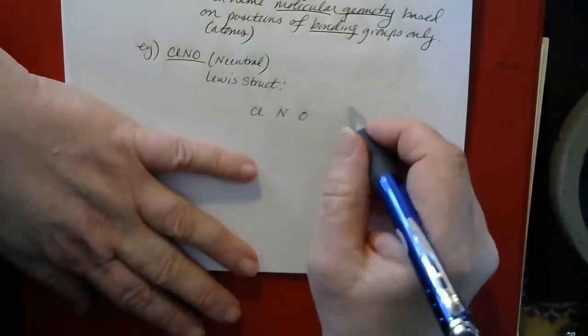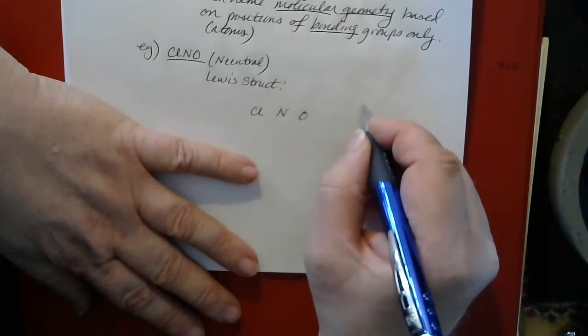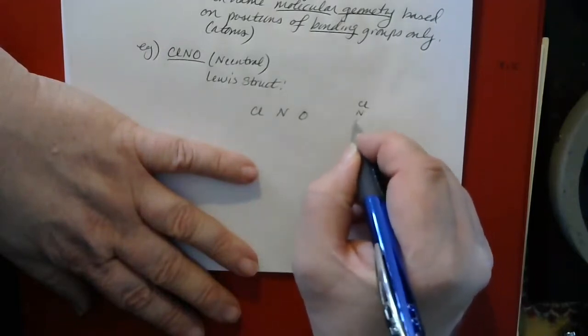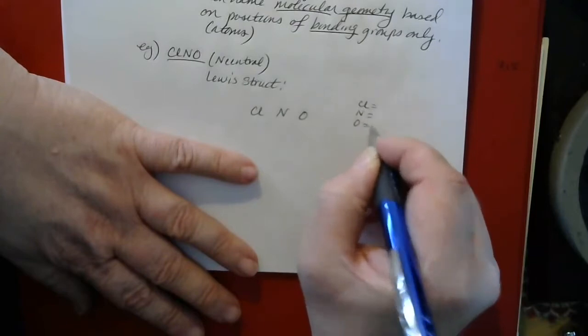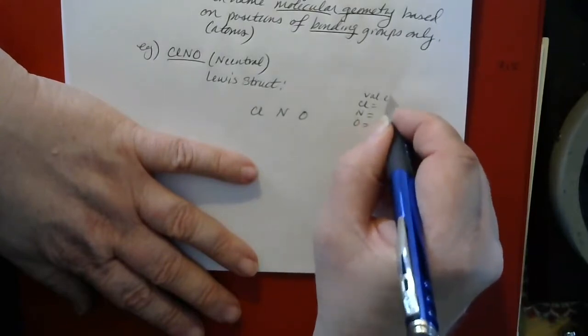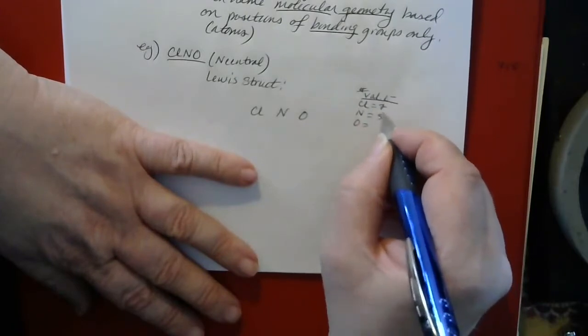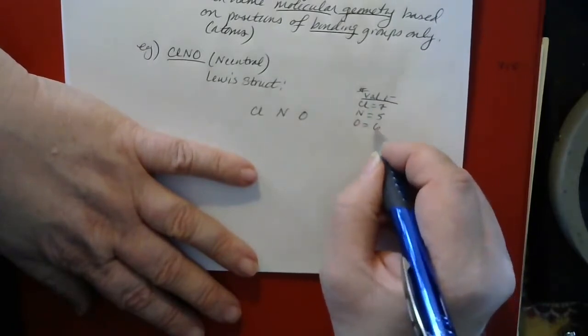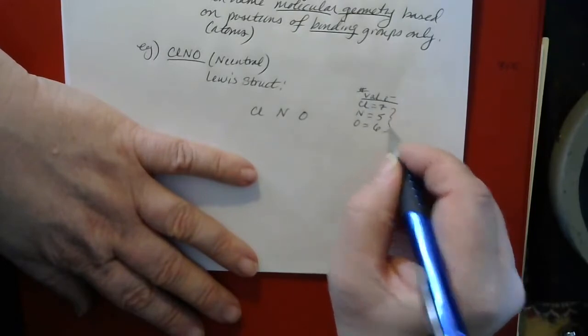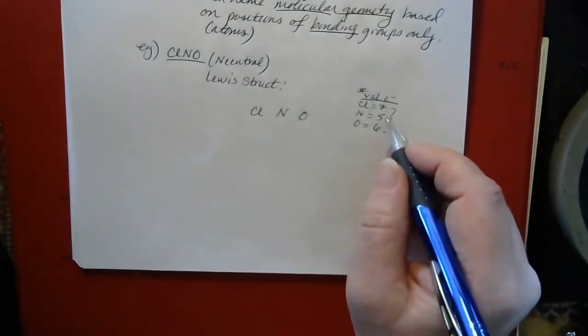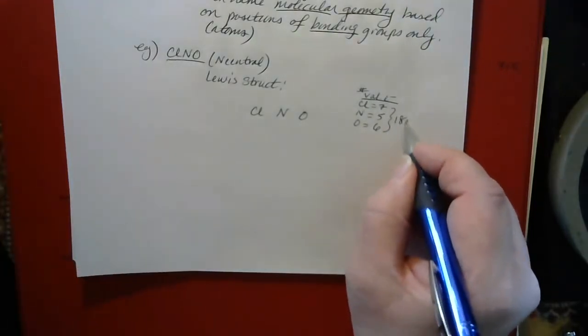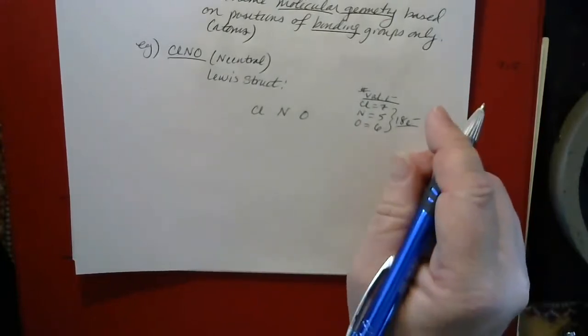That's the important thing. Then you total up the valence electrons. Chlorine has 7, nitrogen has 5, oxygen has 6, and that adds up to 18 valence electrons.